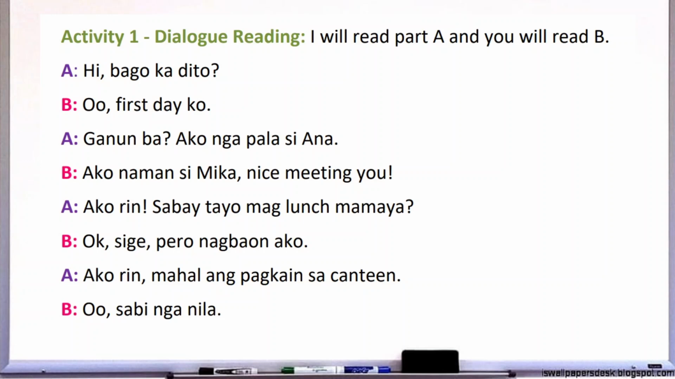So, hi, bago ka dito? Ganun ba? Ako nga pala si Ana. Ako rin. Sabay tayo mag-lunch mamaya. Ako rin. Mahal ang pagkain sa kantin.